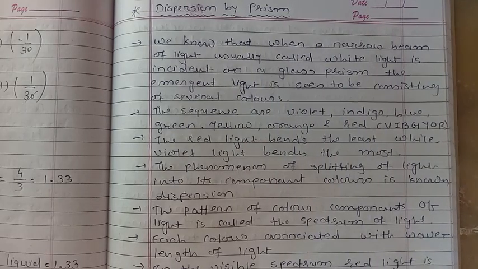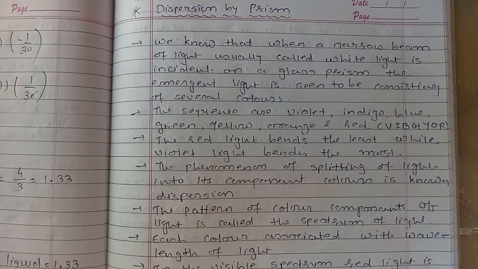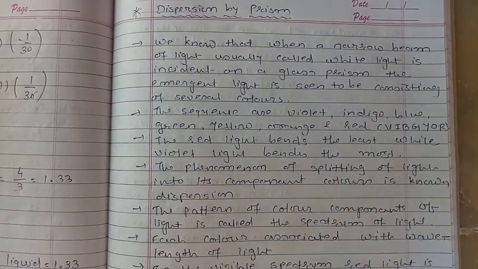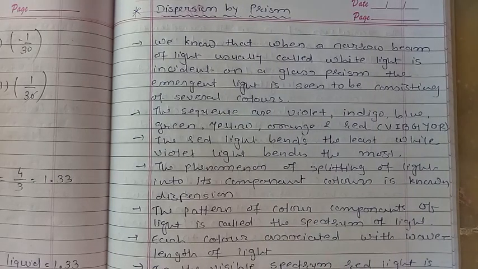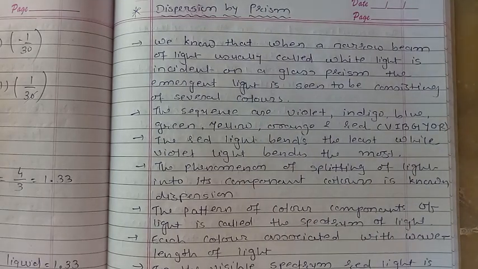A narrow beam of light, usually called white light, is incident on a glass prism. The emergent ray is seen to consist of several colors, and we know the sequence VIBGYOR: violet, indigo, blue, green, yellow, orange and red. We also know that the red light bends least and the violet light bends the most. You have to remember, violet light bends most and red light bends least.